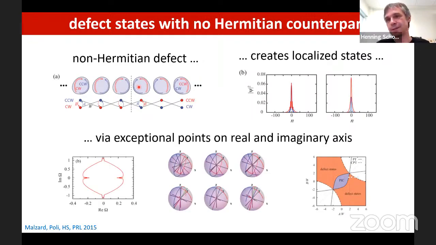And indeed, they are going to be born in exceptional points. So at certain points, when you change parameters, states appear on the real axis, and then they disappear on the imaginary axis. And there will actually be 4 states of these. And you can characterize them again with some winding numbers in a more complicated way, but you find new states. So this breaks the topological classification of the systems.